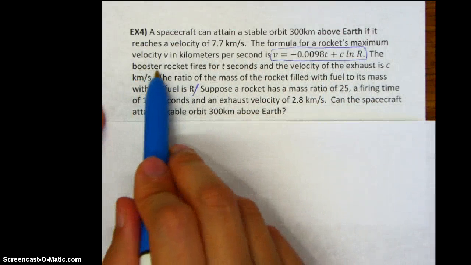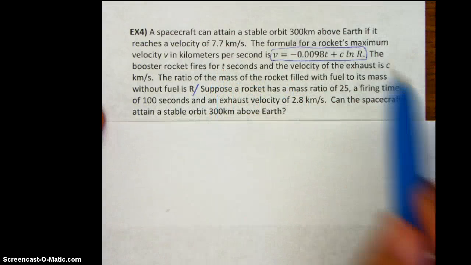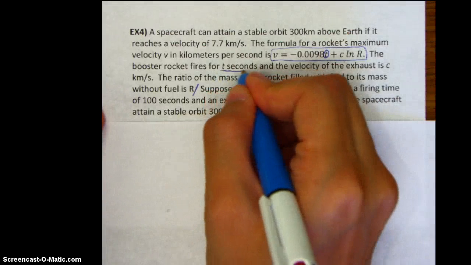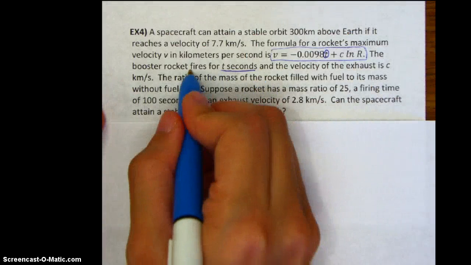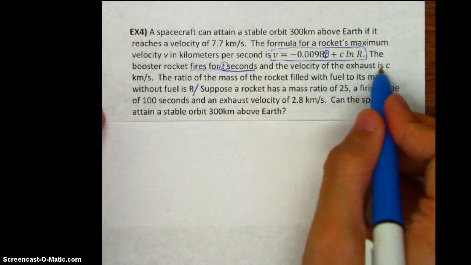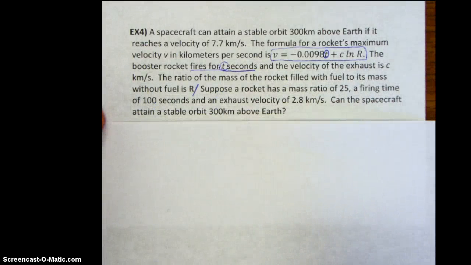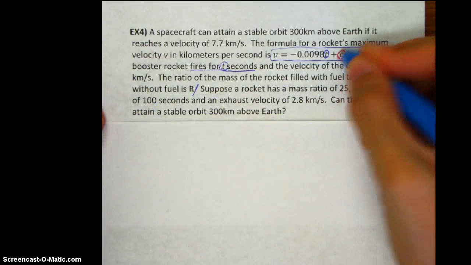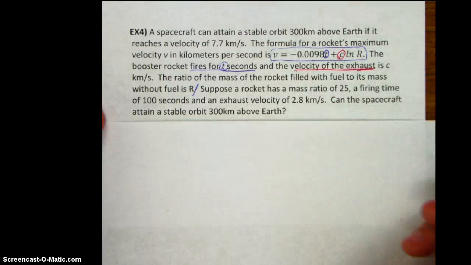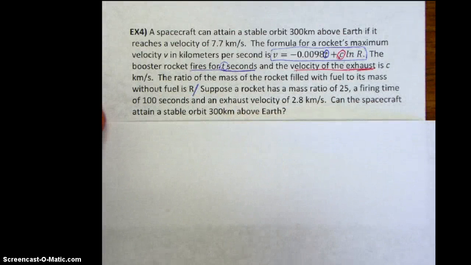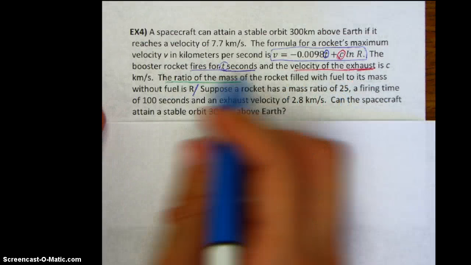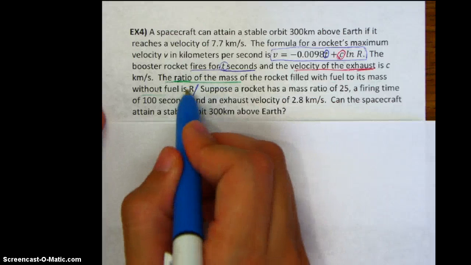So the booster rocket fires for t seconds. So t represents the seconds. And the velocity of the exhaust is c kilometers per second. So the c right here represents the velocity of the exhaust. That's c. The ratio of the mass of the rocket filled with fuel to its mass without fuel, that ratio is r.